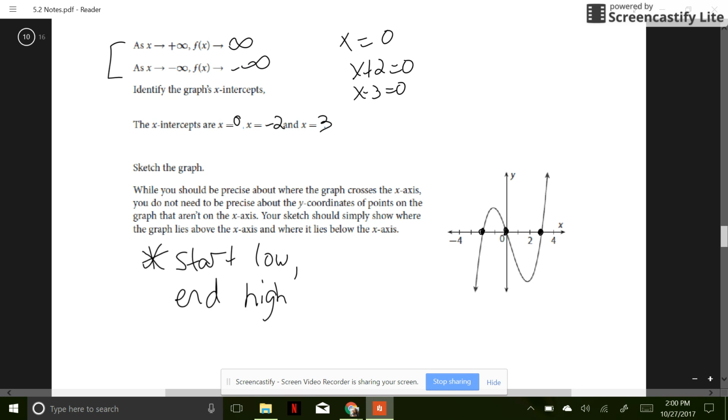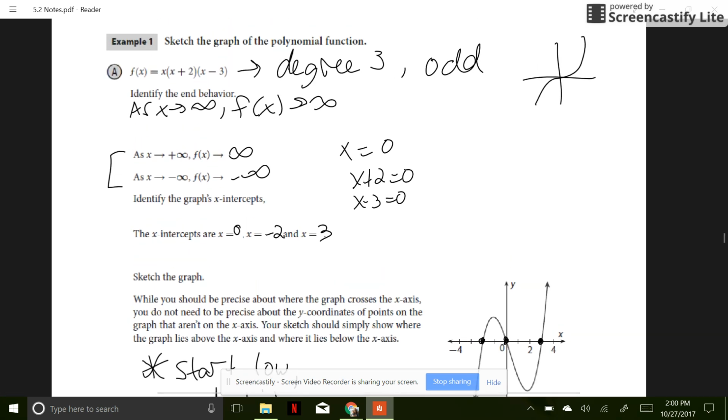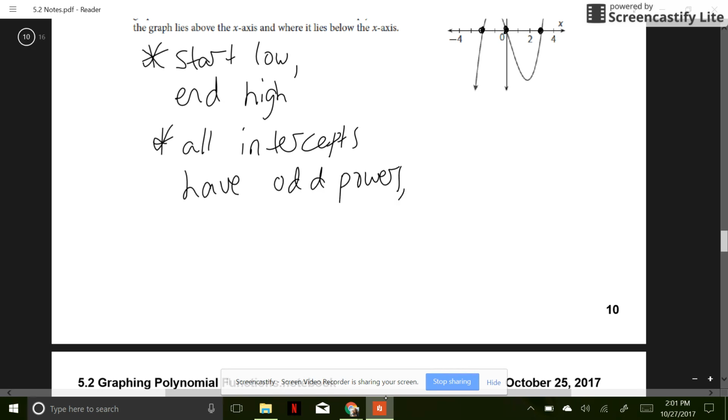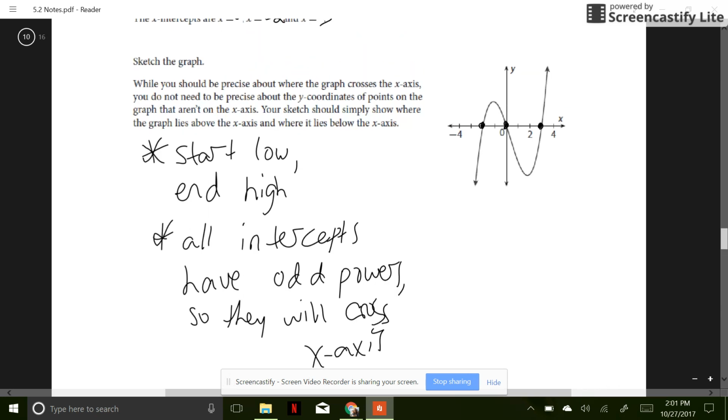Now, at our intercepts, we need to determine, will they cross the x-axis, or will they just be tangent? Will they just touch the x-axis? That depends on the power of each of those intercepts. All of our intercepts have an odd power, so they will cross the x-axis. So when we graph it, we start low, that means we're starting down here. We cross, we cross, we cross, and we make sure we end high. And that's our basic graph.